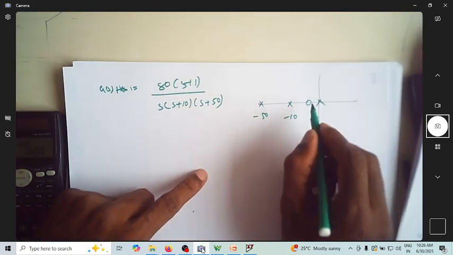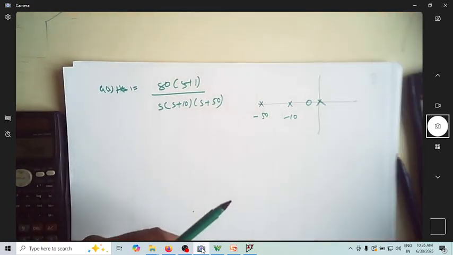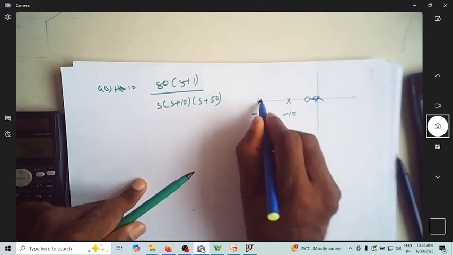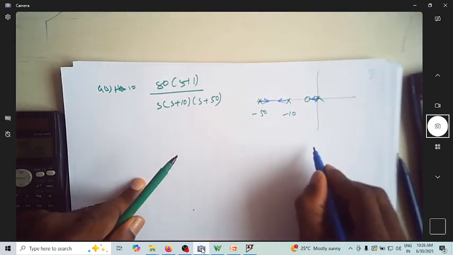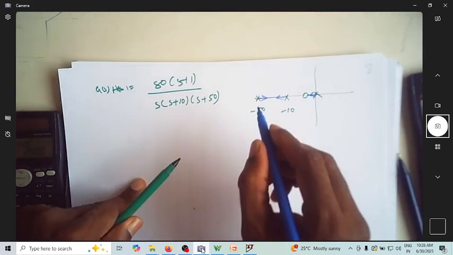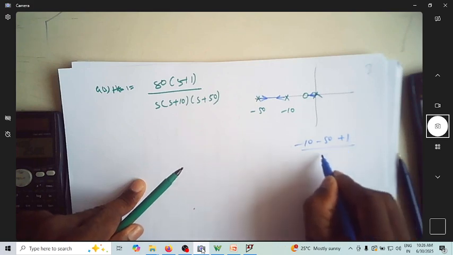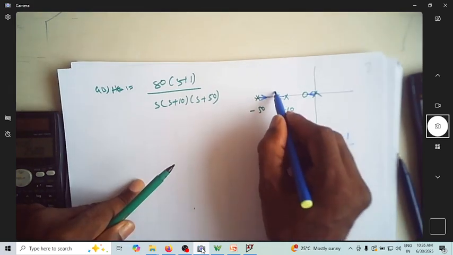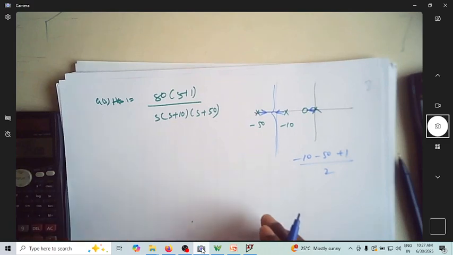So now can I write the root locus as somewhere here? So this is 1 and they actually go here like this. So the asymptote will come somewhere here. So it is (minus 10 minus 50 plus 1) by 2, so it is around somewhere minus 30. It will come somewhere here. So now this is what is expected.